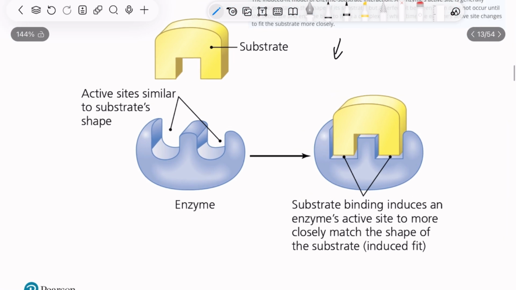So then we go into the induced fit model. The enzyme and substrate interaction follows the induced fit model. Initially, the enzyme's active site is complementary, but not the exact fit for the substrate. So when the substrate binds, it causes the enzyme active site to undergo a slight conformational change, which adjusts to fit the substrate more closely. And this allows the enzyme to better catalyze the reaction.